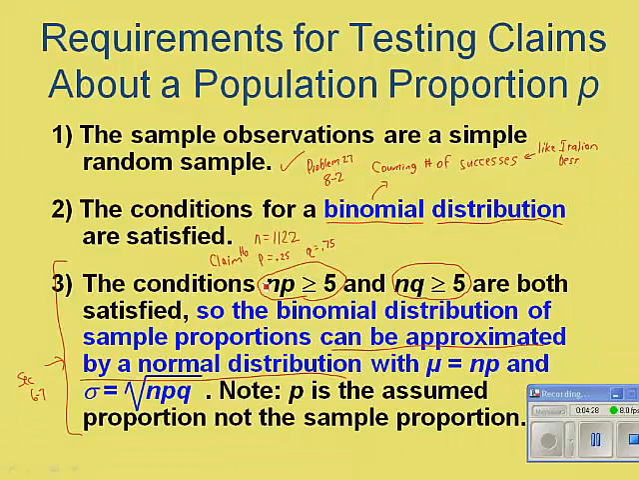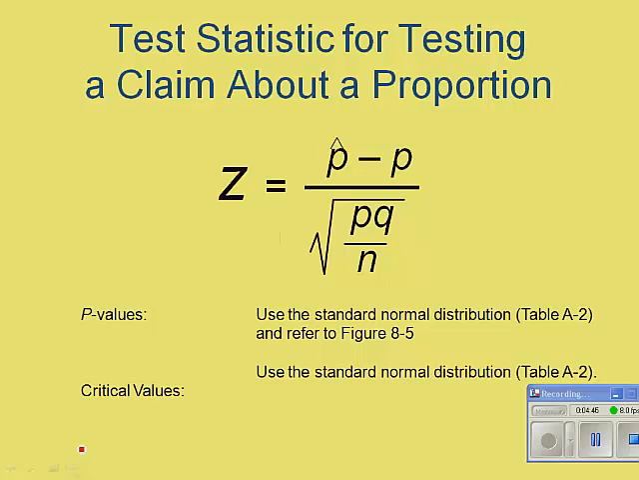Hey, by the way, notice, if n is really big, right, won't these things be true? I guess unless p was really, really small. But it's not. It's 0.25, so we're okay. All right. Here's our test statistic. Craig already put this on the board for us in the example we had.